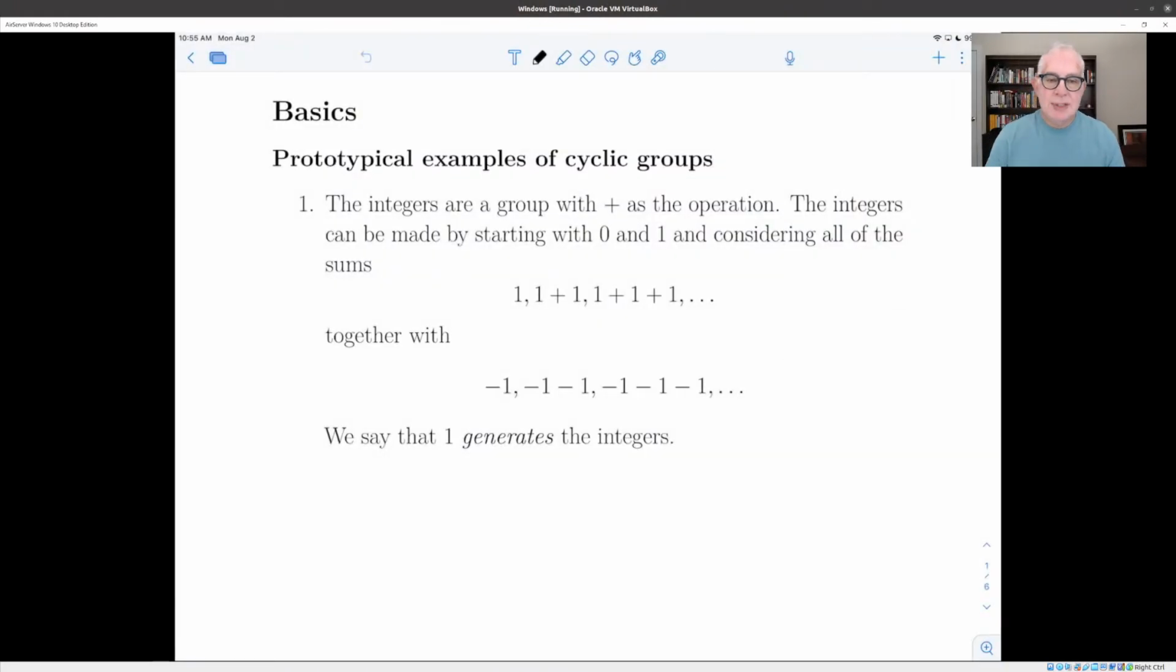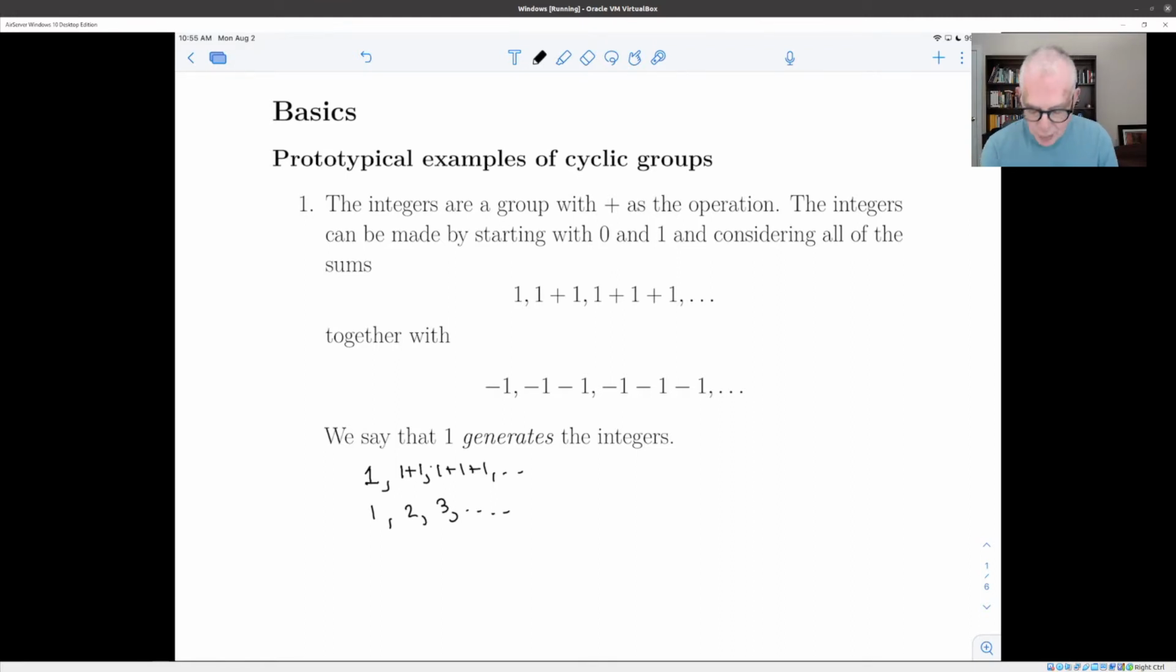So what's the most fundamental example of a cyclic group? Well, maybe the simplest example of a cyclic group is the group of integers with addition as the operation. And the point about the integers is that if you start basically with the number 1 and you start adding it to itself, you get 1 and then 2 and then 3 and then so forth.